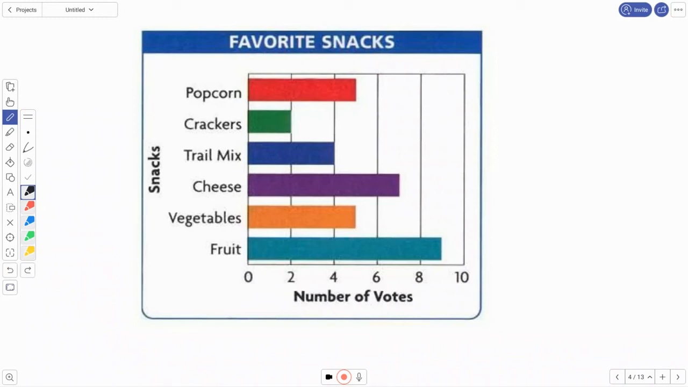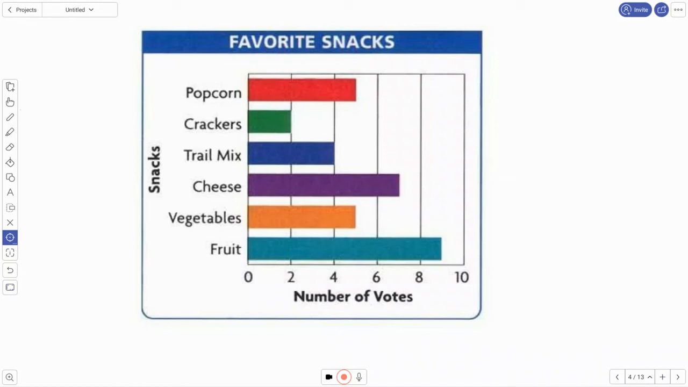So if I look at this graph, I first want to take a look, okay, what are we doing? The title up here says favorite snacks. So this graph is about favorite snacks. I don't know the age. I don't know if it's boys or girls or adults or kids. We don't know any more information, but this is some group of people's favorite snacks.